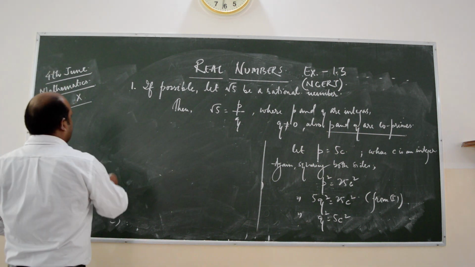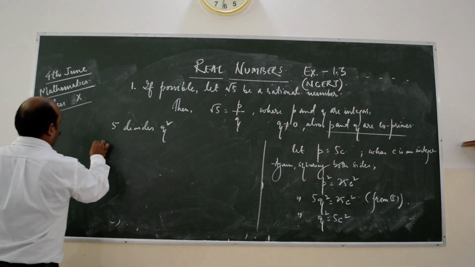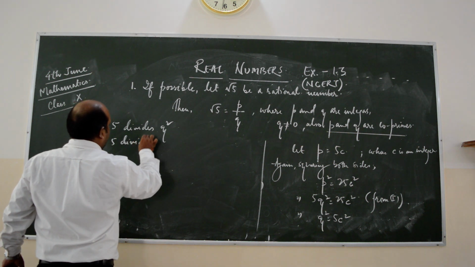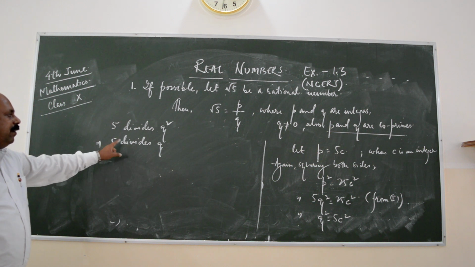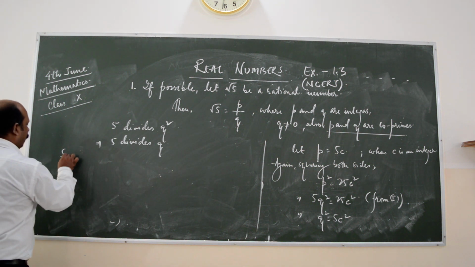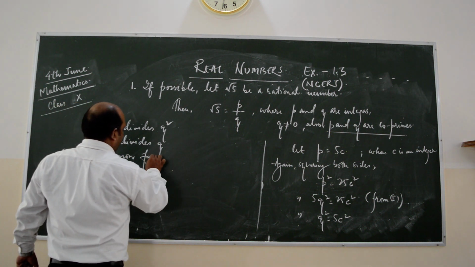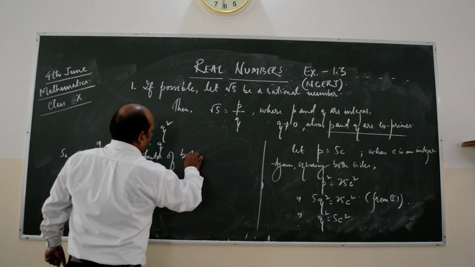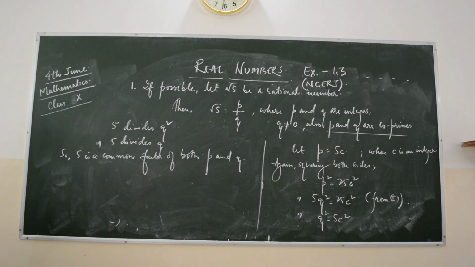Now, we will say 5 divides Q square, which implies that 5 divides Q. So in the previous case, we have got 5 divides P, and now we are getting 5 divides Q. So 5 is a common factor of both P and Q. So 5 divides P, 5 divides Q, it means 5 is a common factor of both P and Q.